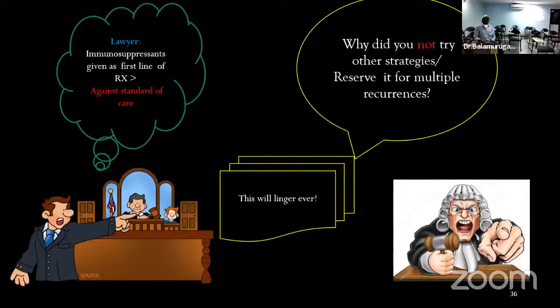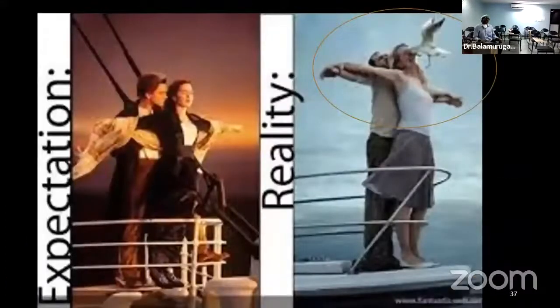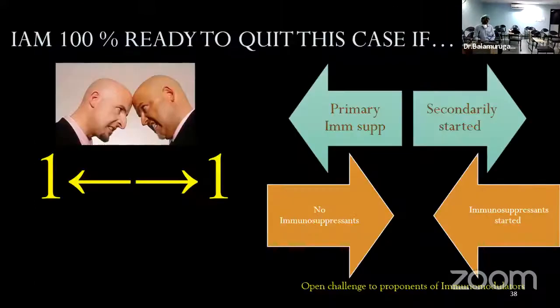The lawyer will ask, you have started a treatment against the standard of care. And the judge will ask, why did you not try other strategies reserved for recurrence? And the hammer will appear like it is hitting on our head. Be very careful. There is a difference between expectation and reality. So I'm ready to quit this case if there is a randomized control trial on primary immunosuppression versus secondary immunosuppression in HLA B27. Unfortunately, there is nothing in the literature.